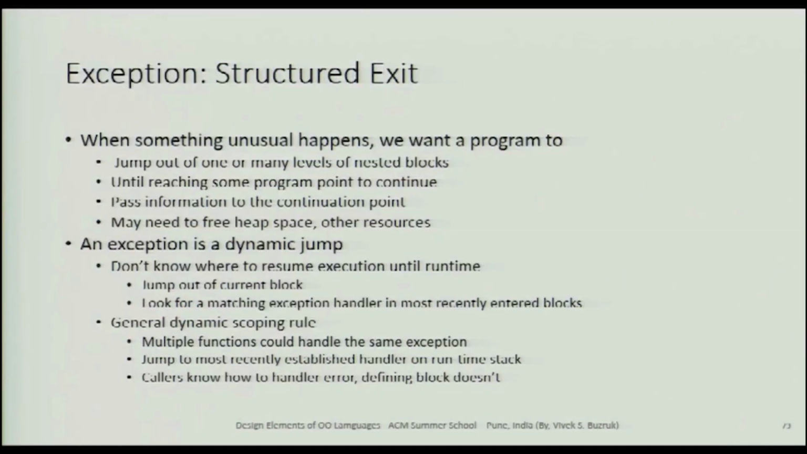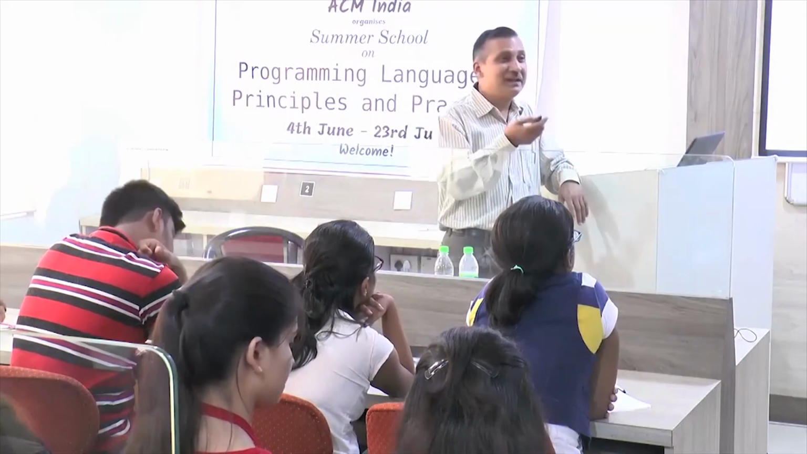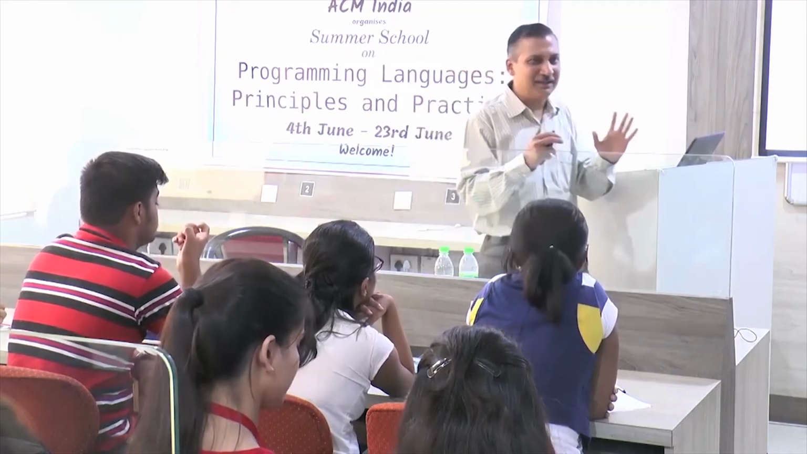Now, there is obviously a dynamic jump. In fact, in earlier days C, which does not have exceptions, used to have setjmp and longjmp. Those kinds of functions used to be there in C, which allowed this kind of exception handling mechanism. But C used to allow everything to be done by yourself.